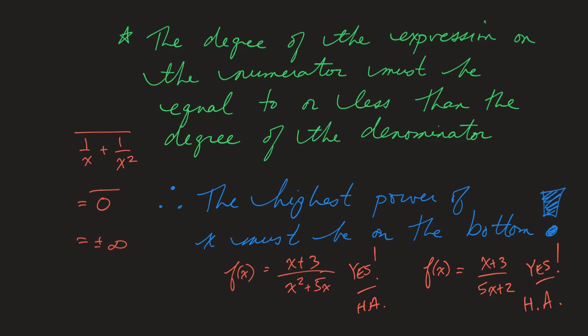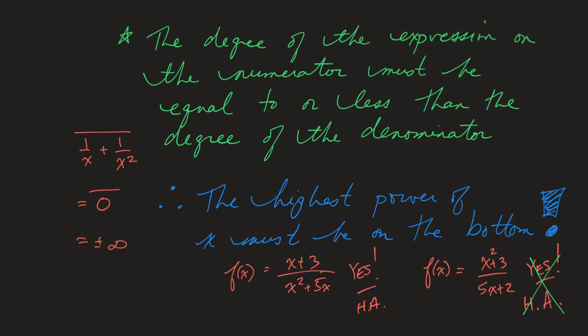But the second I do this, and I put your highest power of x on the numerator, then all of a sudden, we should know we will not have a horizontal asymptote. Okay, you come back to this screen anytime you need it.